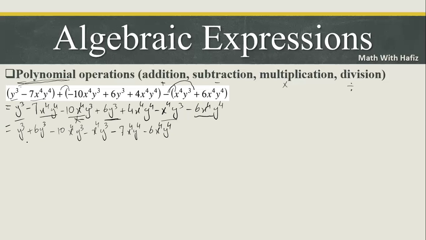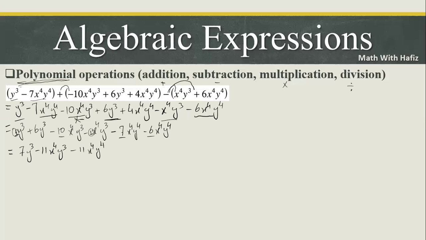Now I combine all the like terms together, so it's easy to add or subtract them. 6 plus 1, because when there is no coefficient, it means there is a 1 there. We do not write 1. So 6 plus 1 is 7 y to power of 3. Then we have negative 10, and again there is nothing, it means it is a 1. So negative 1 and negative 10 is negative 11 x to power of 4, y to power of 3. Then we have negative 7 and negative 6. It will be negative, negative, positive. 7 plus 6 will be 11 x to power of 4, y to power of 4.